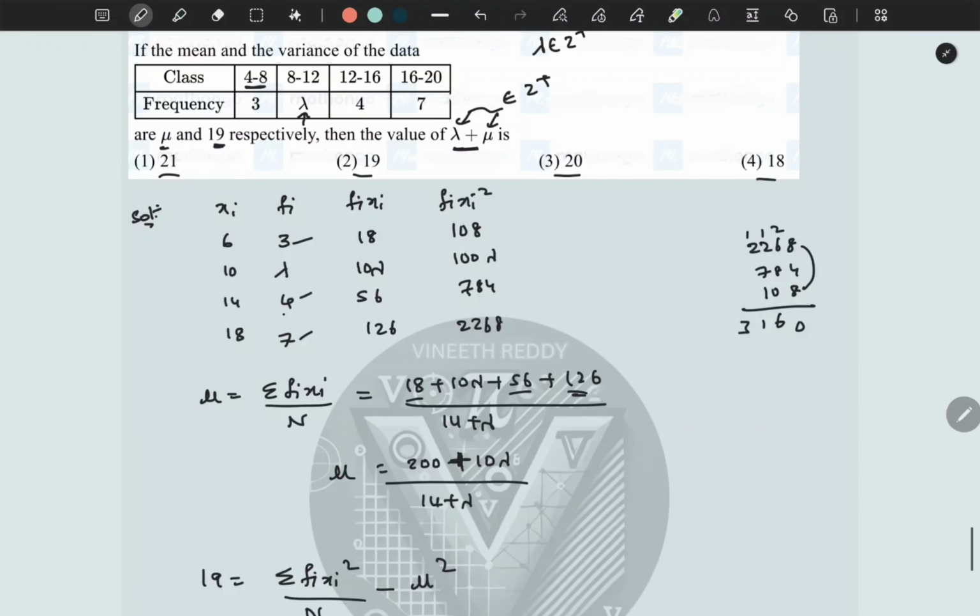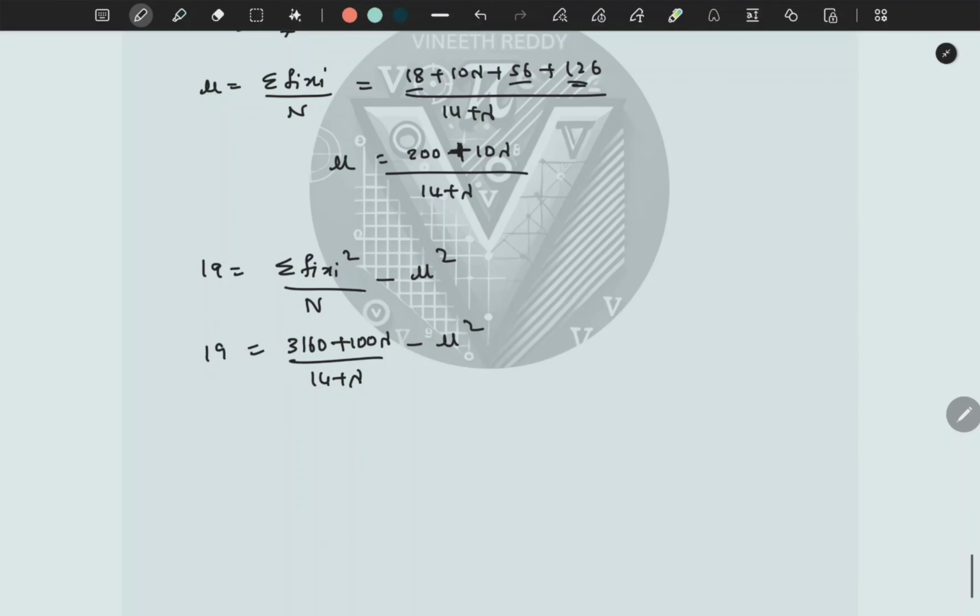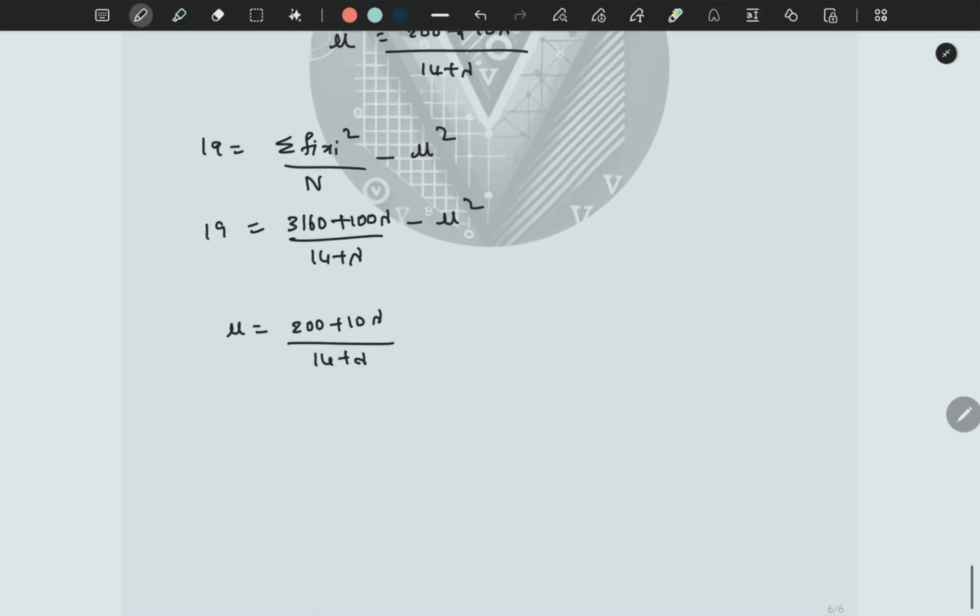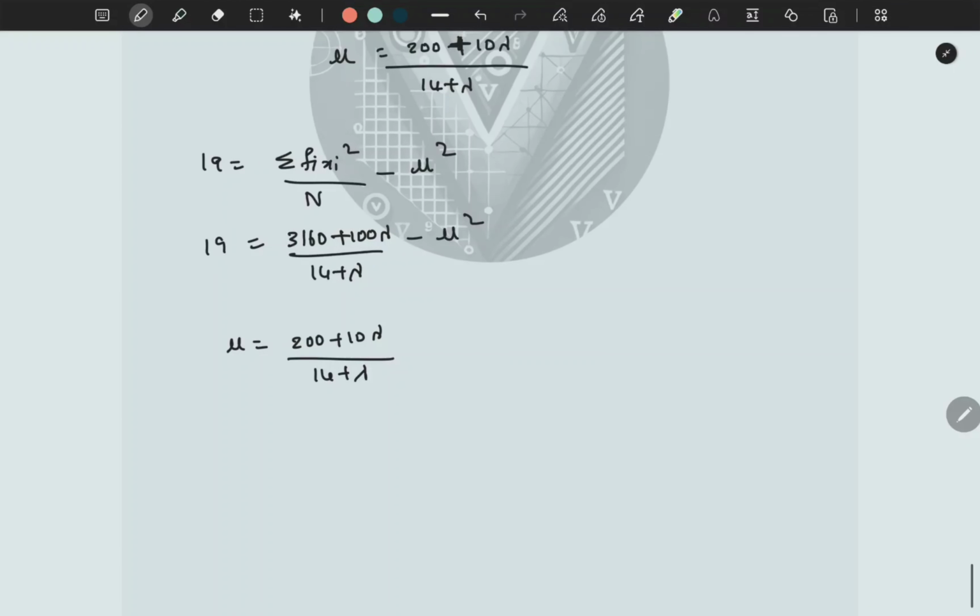That means just see, mean should be an integer, right? So this should be an integer. So let us write mean is 200 plus 10 lambda divided by 14 plus lambda, right? So we'll just take random values of lambda. Let us say lambda is 1. So we get, okay, let me take 10 common. So we get 20 plus lambda divided by 14 plus lambda, right? So if I take lambda is 1, 21 by 15, definitely not an integer.